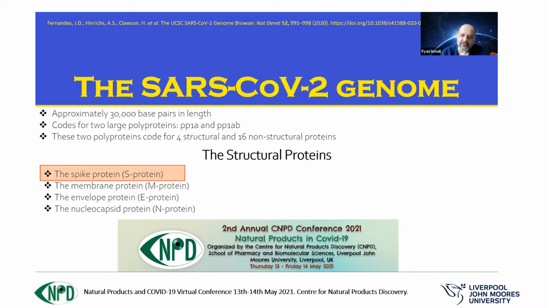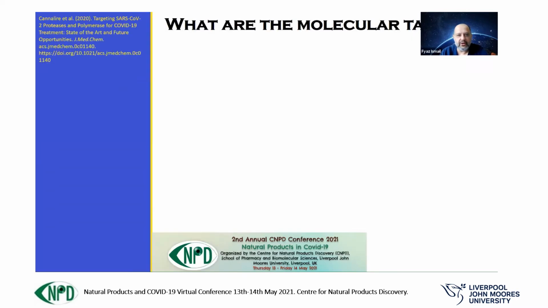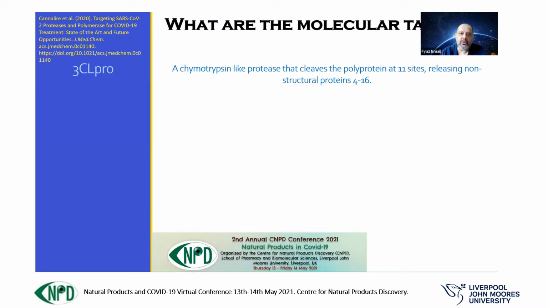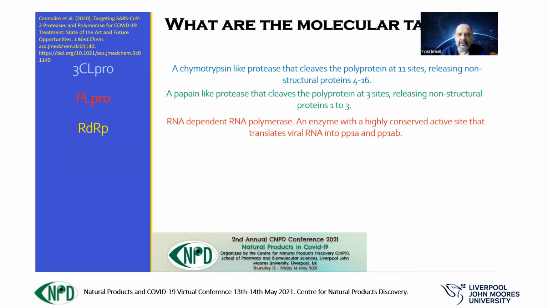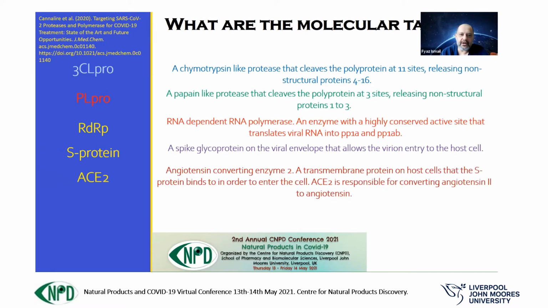Most people have gone for the spike protein when they're working with immunology. If we look at potential candidates for medicinal chemistry, there's 3CL-Pro. It's a chymotrypsin-like protease, and it's releasing non-structural proteins. There's also PL-Pro. It's a papain-like protease that cleaves polyprotein at 3 sites. So this is of considerable interest to us. There are also others which we weren't too familiar with: the RNA-dependent RNA polymerases, the S protein, and ACE2, which you've also heard something about.